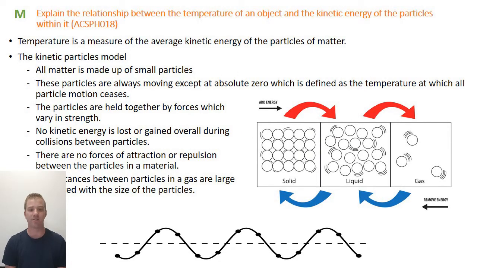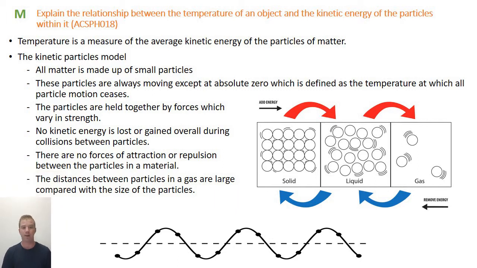Temperature is a measure of the average kinetic energy of the particles of matter. The kinetic particle model states that all matter is made up of small particles. You may have learnt this in junior science about solids, liquids and gases. These particles are always moving except at absolute zero, which is defined as the temperature at which all particle motion ceases. The particles are held together by forces which vary in strength.